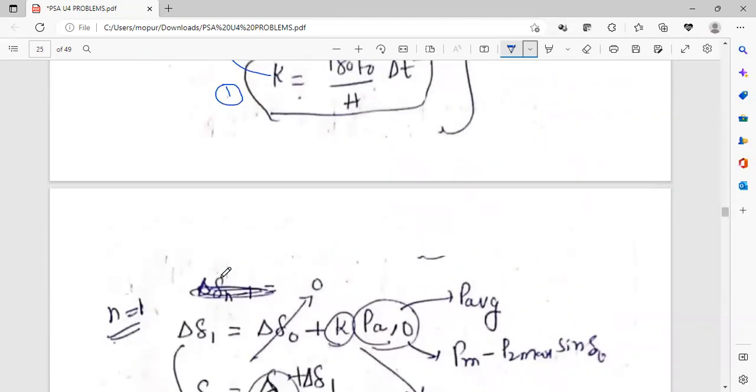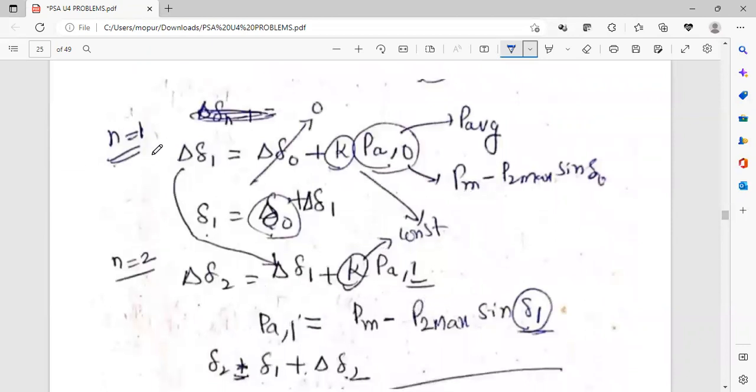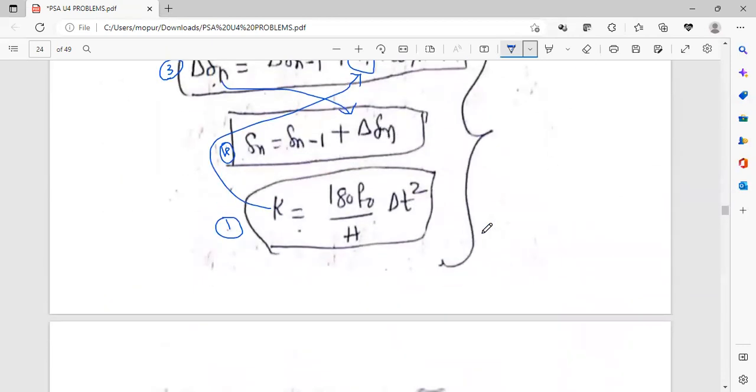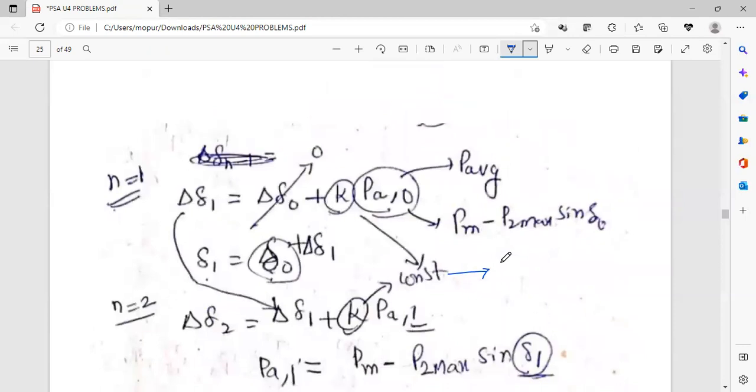Now, I had shown for some iteration. For n is equal to 1, del 1 is equal to del naught plus k into PA comma 0. This del naught is 0. K is constant. This constant, how will you find it? We had a formula. What is the formula for K? 180 f naught by H into del t square.